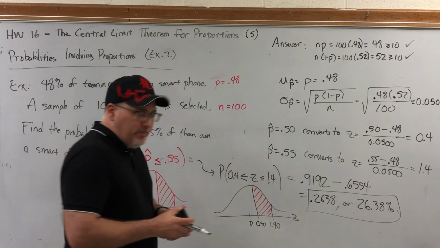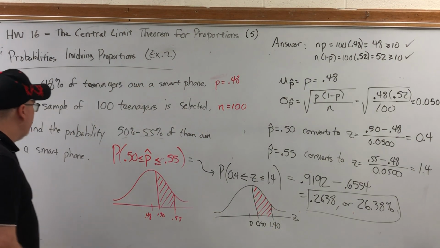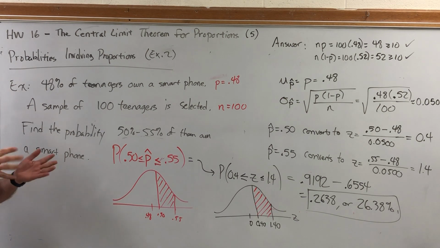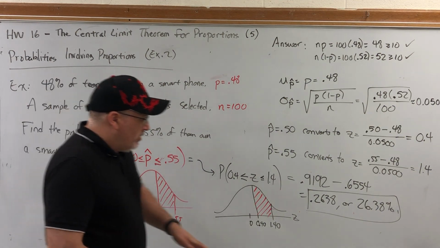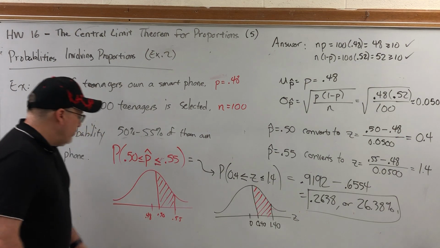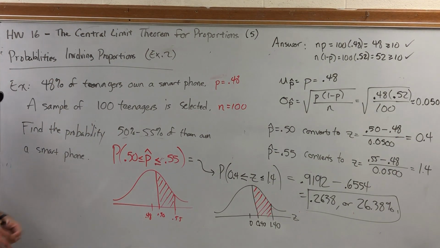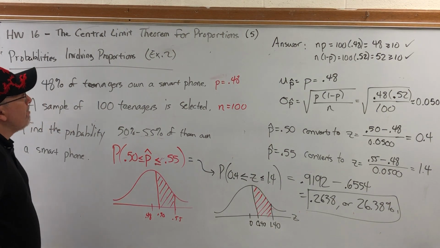So what does this mean? This means if 48% of all teenagers own a smartphone, and we take 100 of those teenagers, not just the ones with the smartphone, but just 100 teenagers, and then there's only about a 26.38% chance that between 50 and 55% of them own a phone. I know it's a lot of numbers to throw out there, but it is what it is.